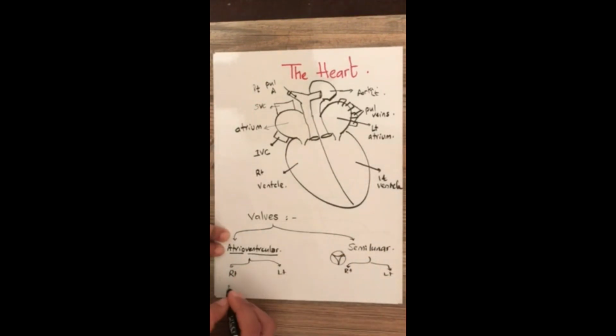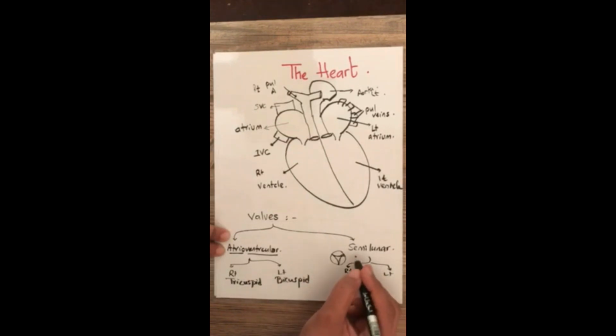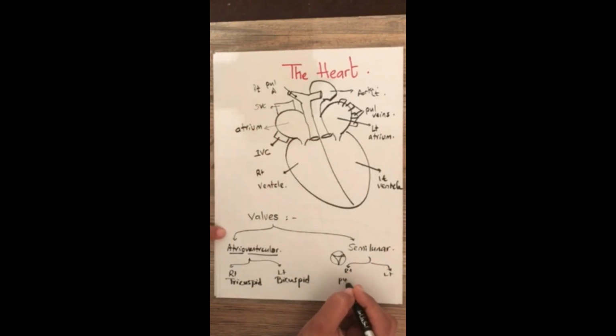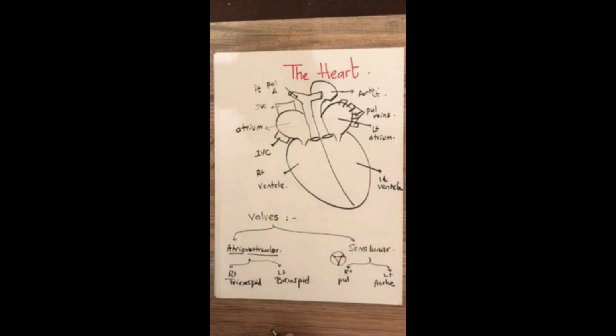The right atrioventricular is called tricuspid, and the left atrioventricular is called bicuspid. The right semi-lunar is called pulmonary valve. The left semi-lunar is called aortic valve. This is everything about the structure.